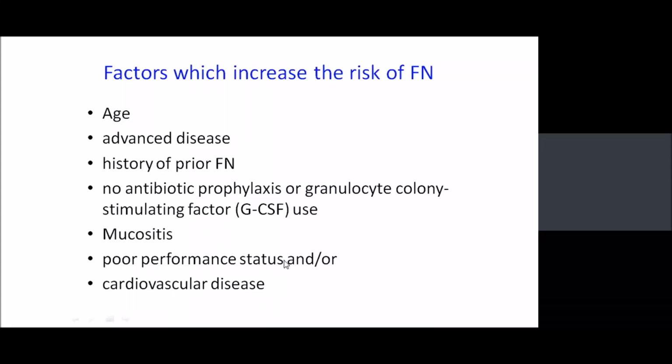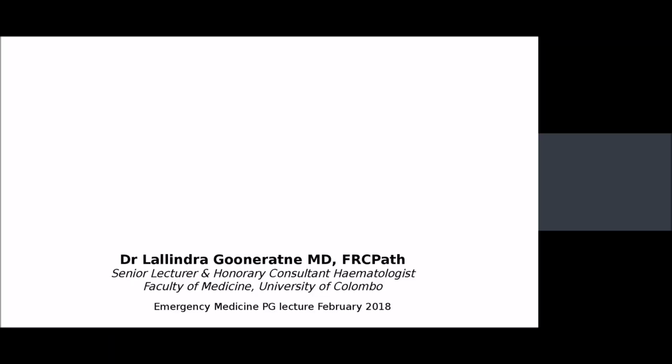Then the performance status of the patient. Obviously, we'll be assessing the performance status, and then if the patient has cardiovascular disease, right? Obviously, if a patient has some sort of a cardiac compromise, they will be more susceptible to mortality with sepsis. Okay, so these are some of the factors which increase the risk of febrile neutropenia, and you need to be aware of how you assess these patients when you come into their first contact. All right.